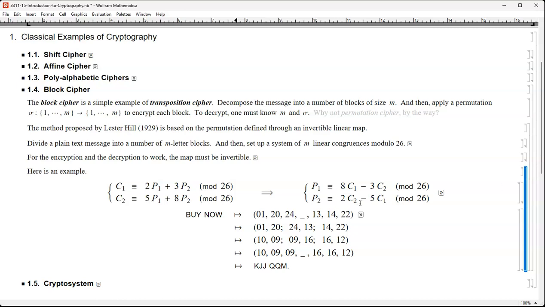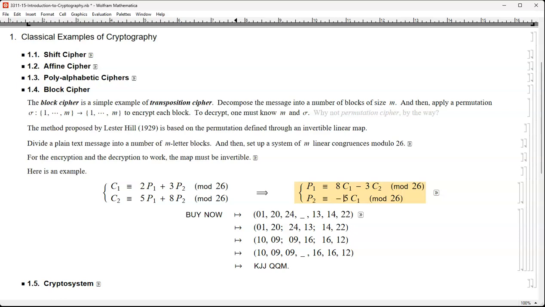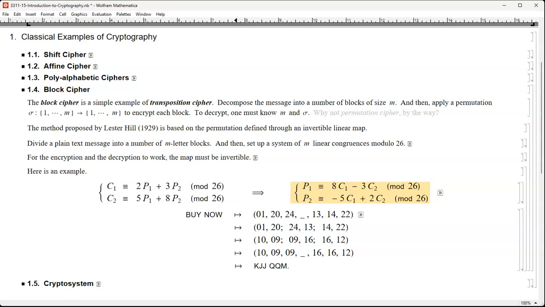Here I use, maybe would have been a bit easier. -5C2 plus 2C2 like that. Maybe this would have looked better. Or maybe not, I don't know.